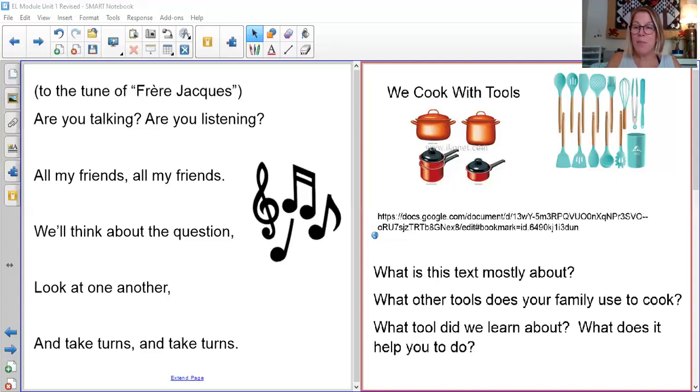Okay, the next page. I'm struggling with this today.